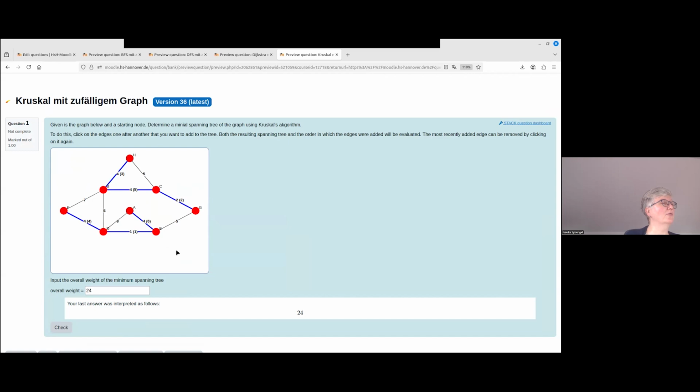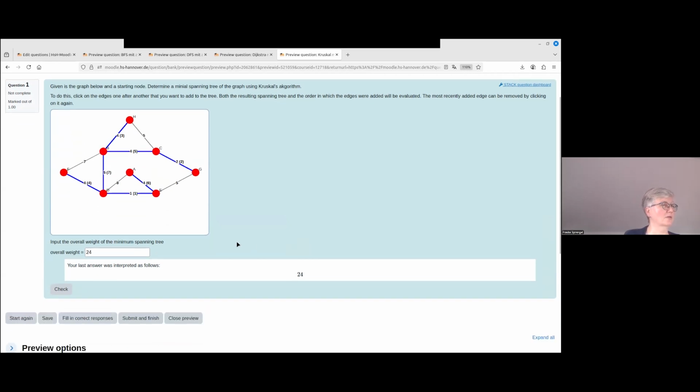And then we have 2 5s, this one. And now we have a tree. So it is connected, and we skip, of course, every other edge. Of course, this 5 would have been wrong because it closes a circle. So just have a look.